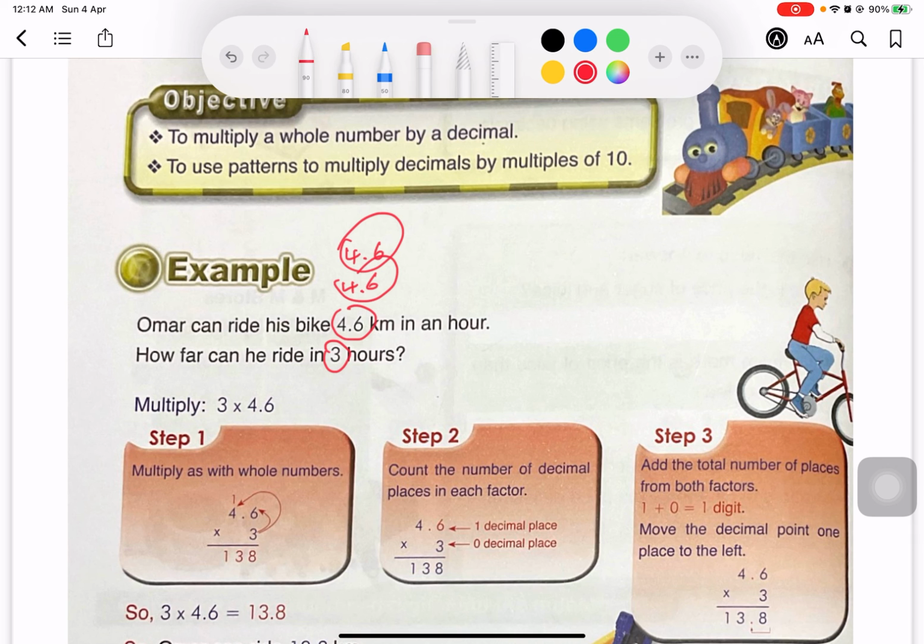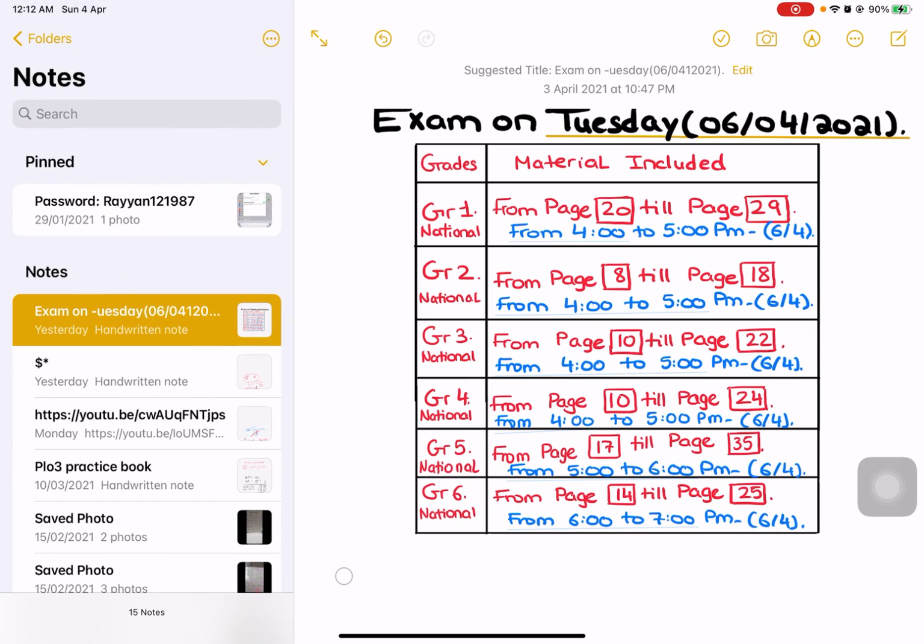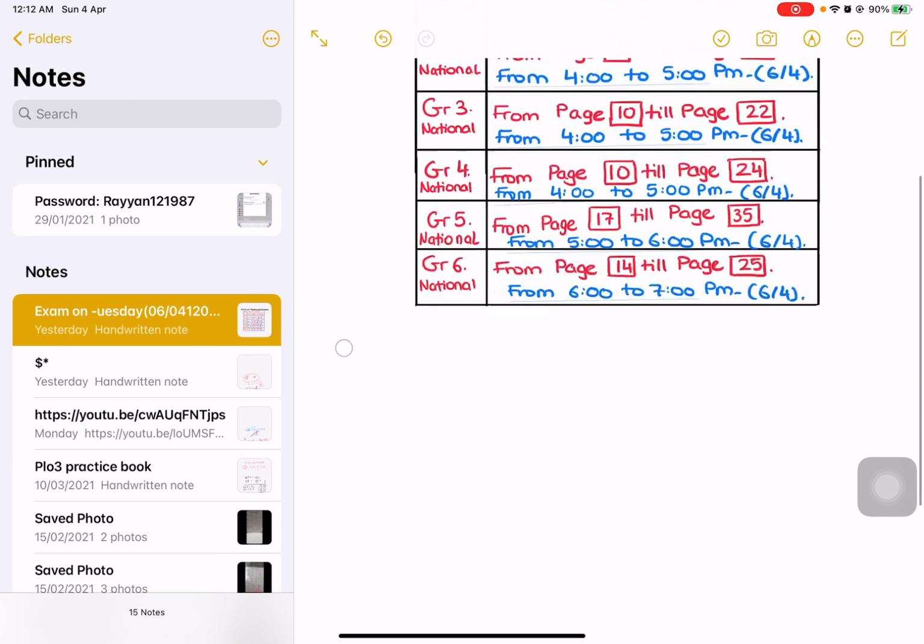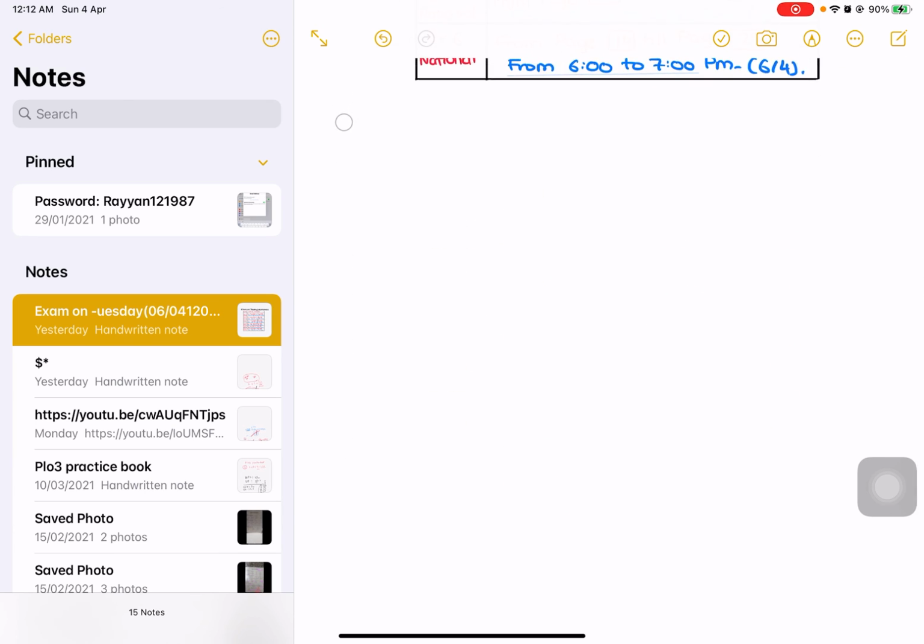So I will multiply 4.6 by 3. Now, I will go to the notes. My lesson is lesson 2.4, sorry. Okay, multiply whole number with decimals.